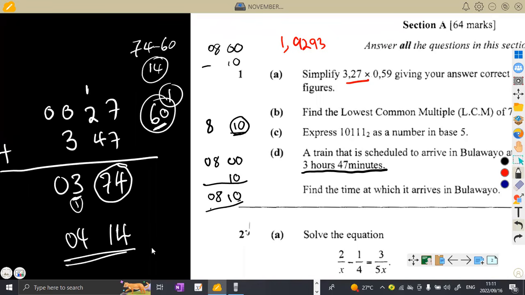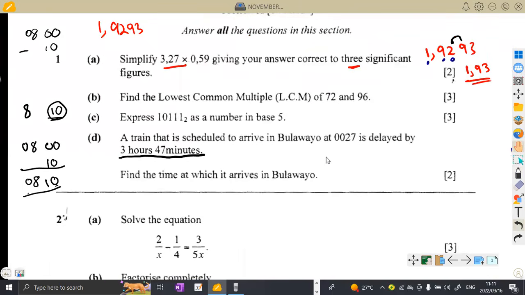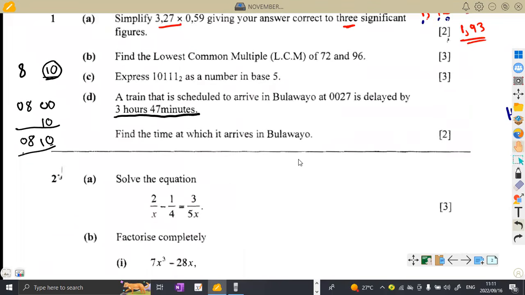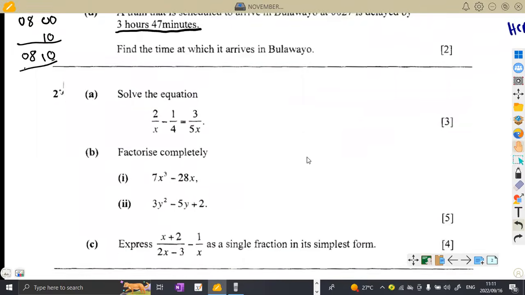So which means the train arrived at 04:14, which is in 24-hour notation. So you are given the time here in 24-hour notation. It's best for you to also write your answer in 24-hour notation.